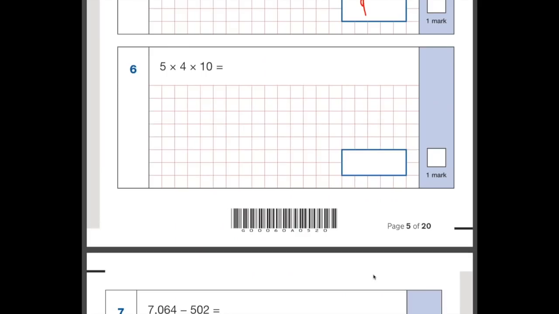Number 6, it says 5 times 4 times 10. What I do is I just do 2 at a time and then multiply by the last number. So 5 times 4 is 20, 20 times 10 is 200.